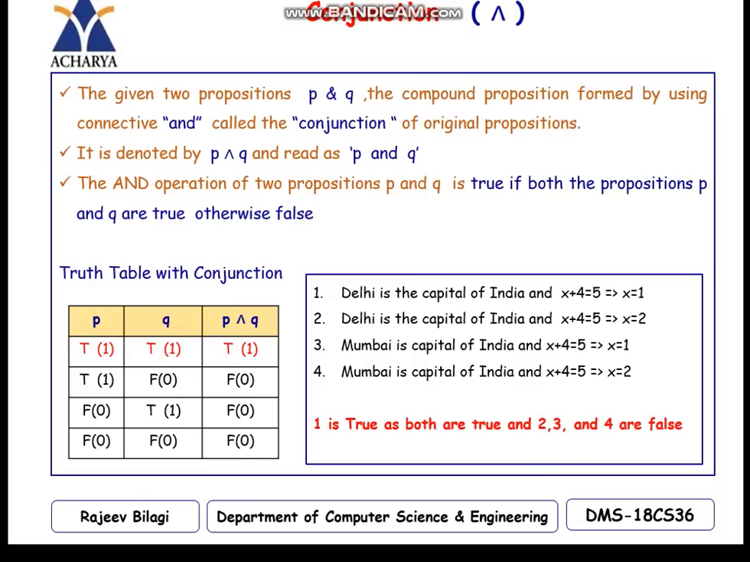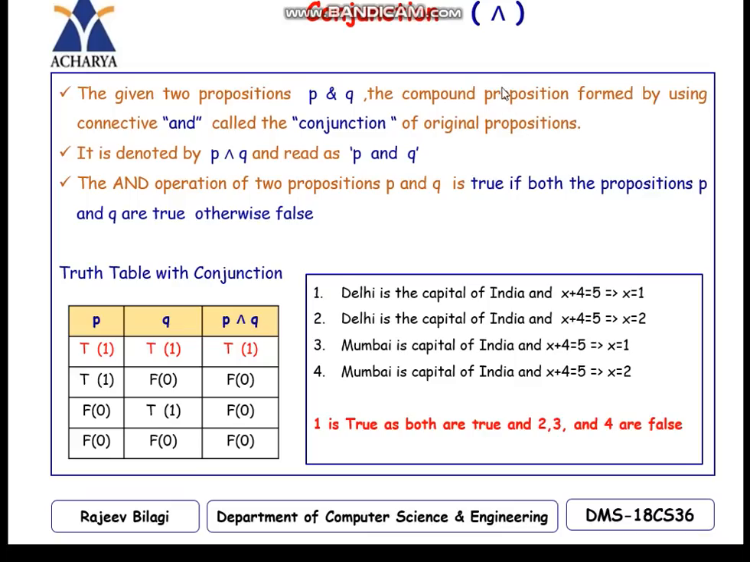Now, earlier the negation was on only one statement. So now there are some other basic connectives which we are going to use by taking two different propositions. So now the second one is conjunction. It is represented by this particular symbol. Given two propositions P and Q.